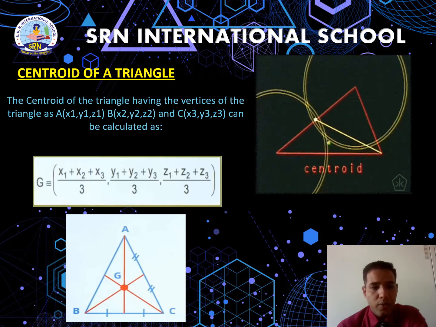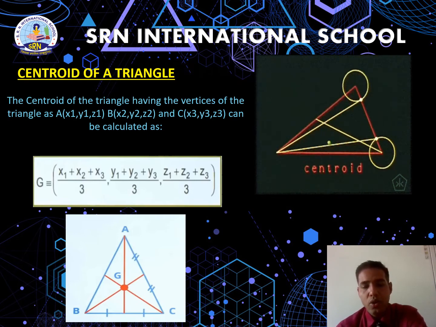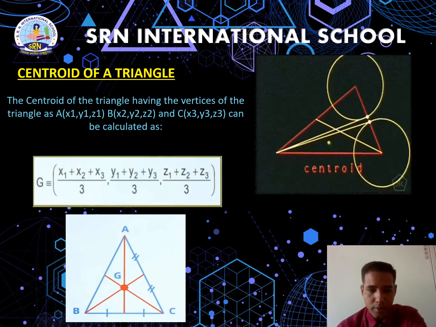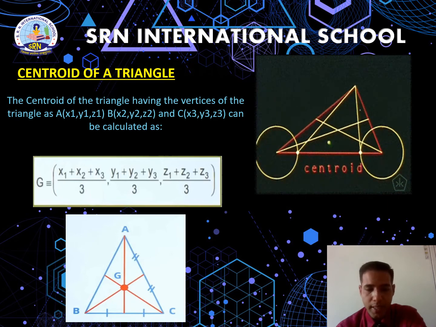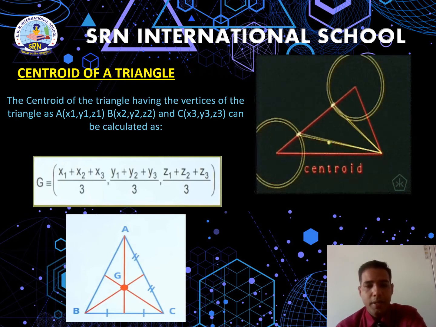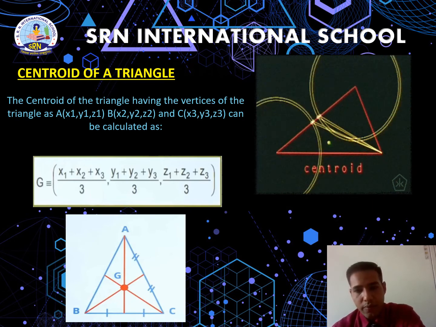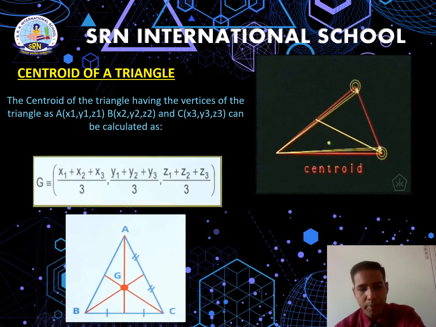Now when we are calculating the x coordinate, we will add the x coordinates of the vertices, that is x1 plus x2 plus x3 upon 3. Similarly, we are going to calculate the y coordinate of centroid as y1 plus y2 plus y3 upon 3. Exactly in the similar manner, we are going to calculate the z coordinate, that is z1 plus z2 plus z3 whole upon 3.